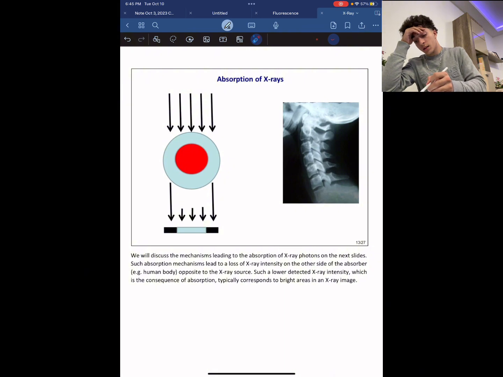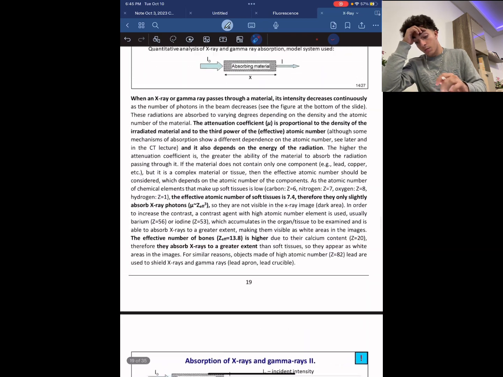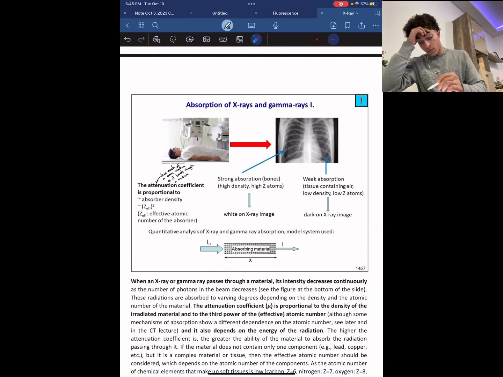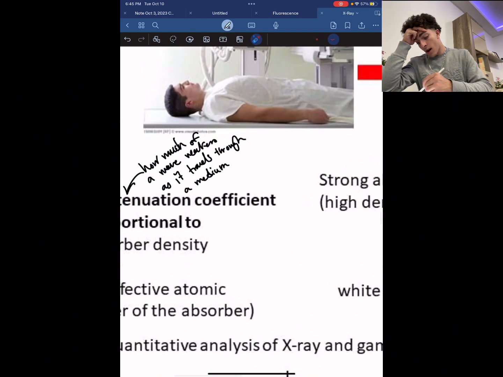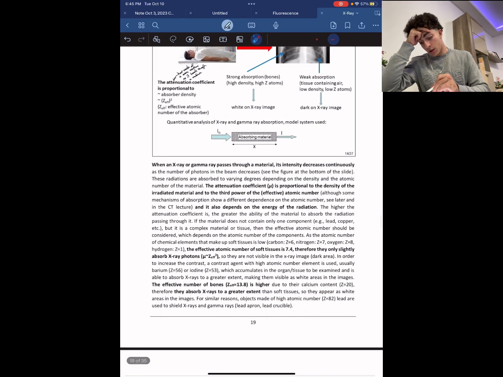So we know that the attenuation coefficient, I'm going to explain what that means in a second, of bones is higher, right, because it appears white, than soft tissue, because we can't see soft tissue. It goes right through, it just ionizes completely. What does that mean? The attenuation coefficient is proportional to density and atomic number, okay? Here's the exact definition: the attenuation coefficient is proportional to the density of the irradiated material and the third power of the effective atomic number.